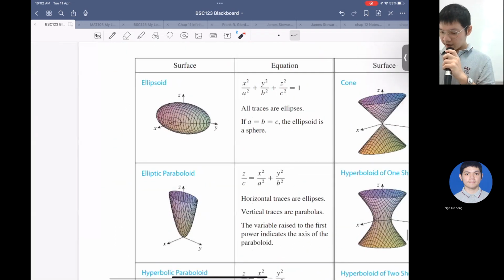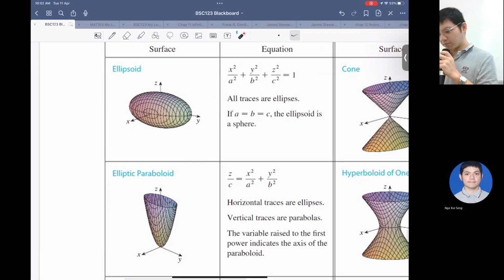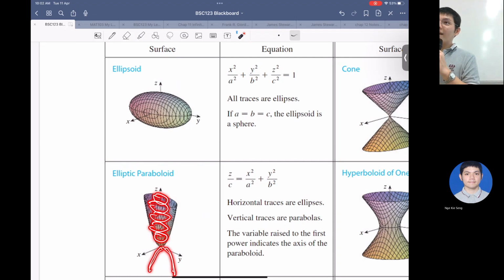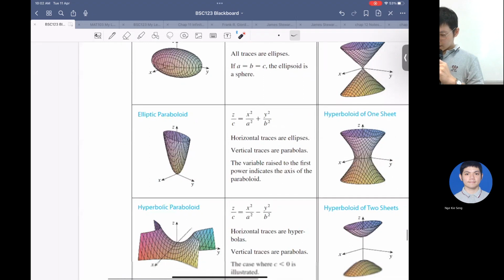Second, we have this elliptic paraboloid. If you fix z, it is just an ellipse. Y doesn't grow below zero. Why? Because here are all squares of numbers, so it's only positive on the right-hand side. So you can only get positive z. That's why you only get half of it.